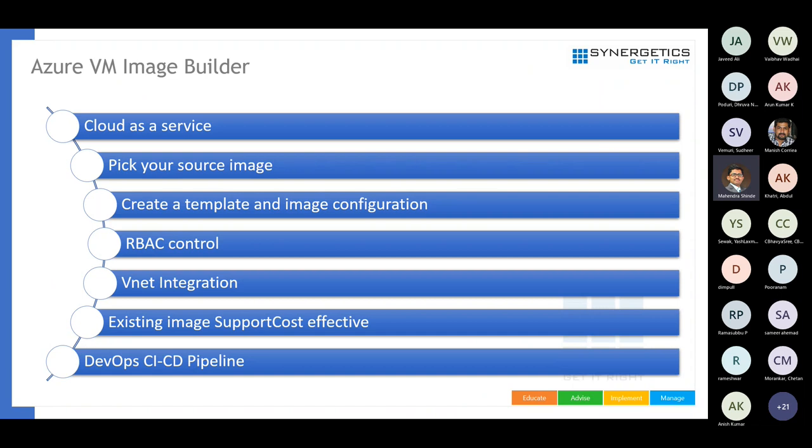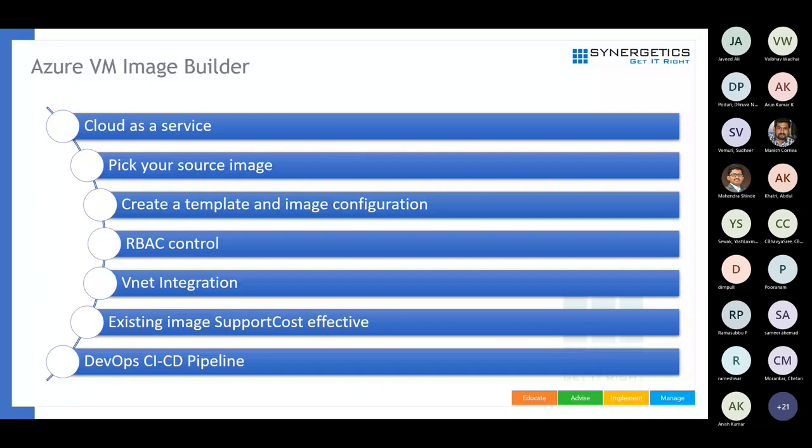Okay, so what is Azure VM Image Builder? Azure VM Image Builder is a cloud service. You can pick your source image, create a template and image configuration, like what all things you expect inside that image. You can define it. You can set the RBAC control on it. You can set the VNet integration for it. Then existing image support, cost effective. If it is there, options are already there. You can use that. And you can also include this in your DevOps CI/CD pipeline.